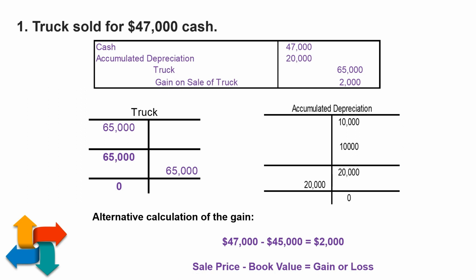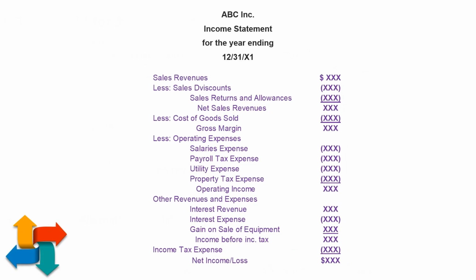What kind of account is this gain on sale of truck? This is a kind of revenue account. Because it's a revenue account, it appears on the income statement. In fact, if we were to look at a traditional multiple step formatted income statement like we did previously, gain on the sale of truck or equipment would appear under other revenues and expenses as a revenue.